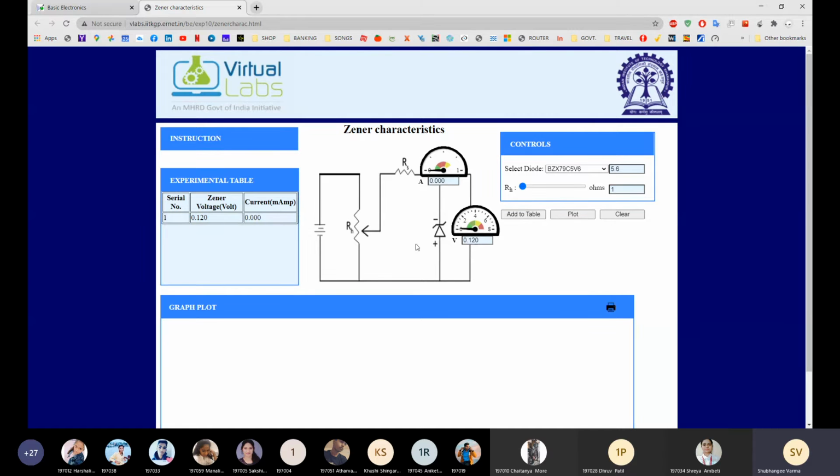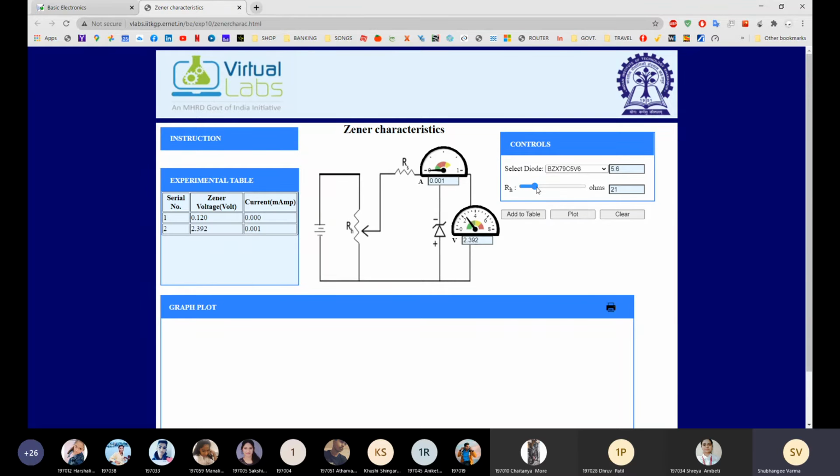Your voltage is 0.12 volt because your resistance is just 1 ohm. So this is your initial reading, and the current is 0. Now we'll change the resistance to 20 ohm. In steps of 20 ohm we will take the readings. For 20 ohm, note down the reading and add it to the table.